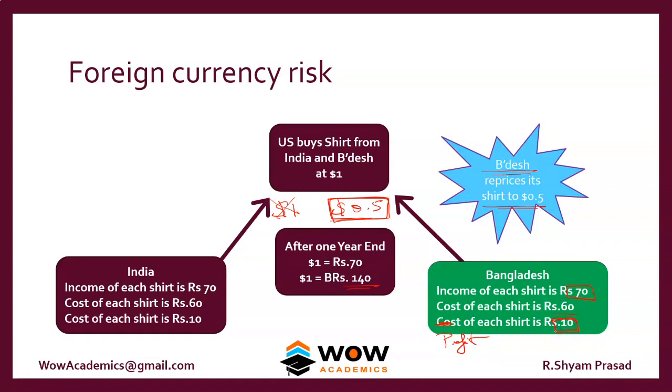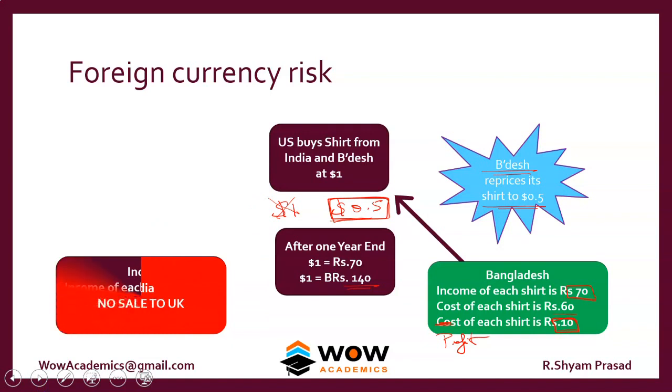Okay, but earlier itself they got a good profit. Why should they sacrifice their profit? It's because they can effectively shut down the competition from India. So India cannot sell their shirts to the US anymore, because their price is at $1, which is very high, and US companies will not buy at $1. They will favor the Bangladesh company. So this is called the economic risk.